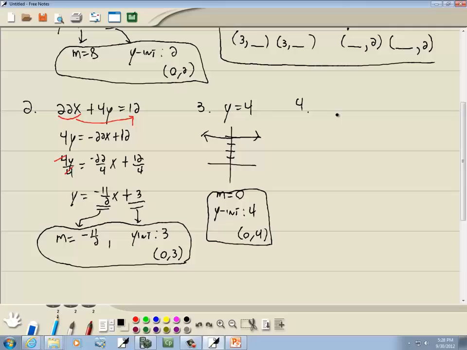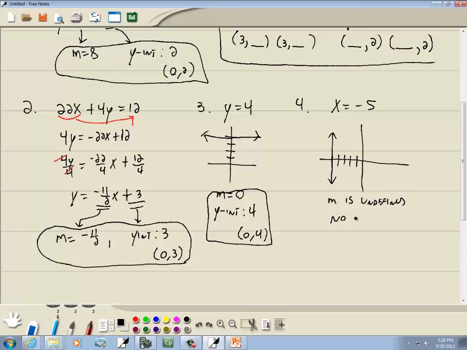Now here we got x is equal to negative 5. And again, this is one of our oddball cases because we've got a single letter. Well, we said x equals a number is a vertical line at that number. So let's go to negative 5 and we'll draw a vertical line. Well, if you've got a vertical line, m is undefined.